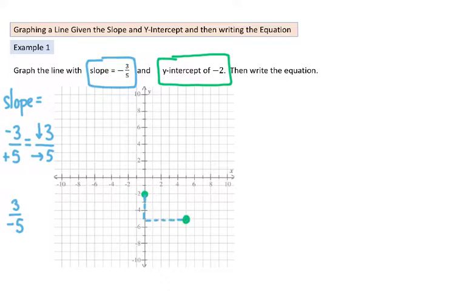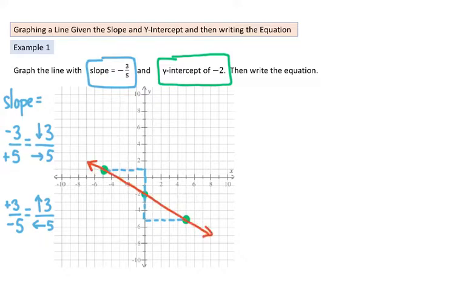Now that's enough to graph, but if you wanted another point, we can say, all right, that's the same as saying positive 3 over negative 5. That means if you go up 3, it's like going left 5. So from our original point, if we go up 1, 2, 3, and go left 1, 2, 3, 4, 5, we'd get even another point, and that's enough to connect the dots.